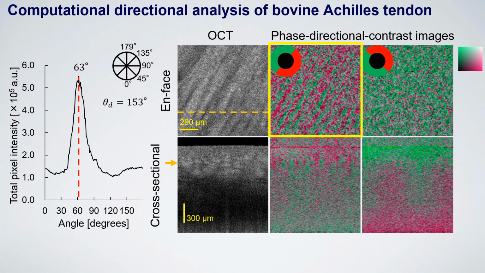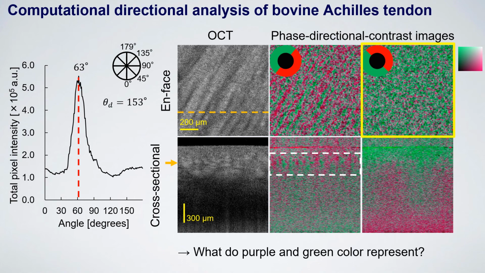In the en face images, purple and green stripes appeared along the fiber direction. Here the mask is perpendicular to the dominant fiber orientation. And this stripe can also be found in the cross-sectional images as vertical stripes. On the other hand, homogeneous green color appears in the en face images where the mask is in the parallel direction. So the question here is, what do purple and green colors represent?